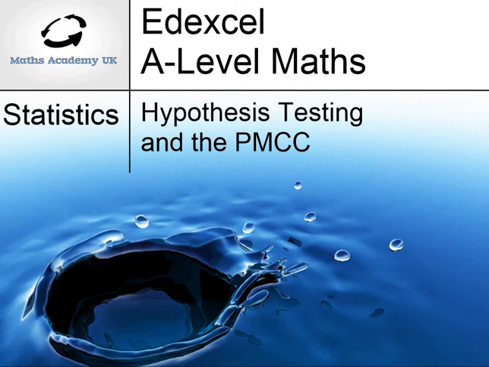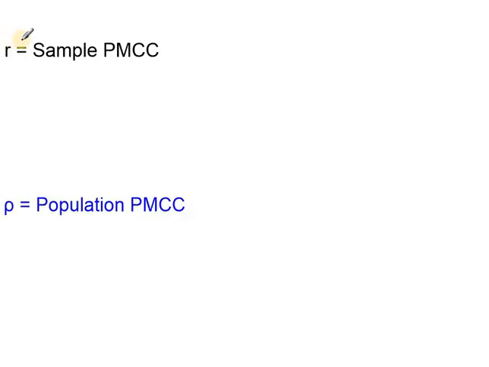Hypothesis testing, correlation, and the PMCC. The letter R is used for the sample PMCC. The Greek letter rho is used for the population PMCC.